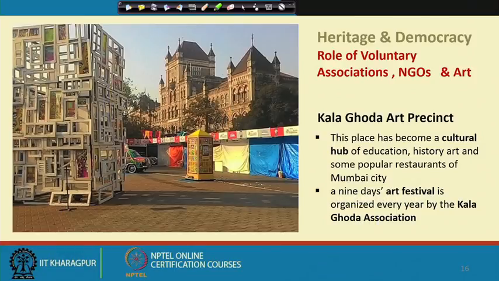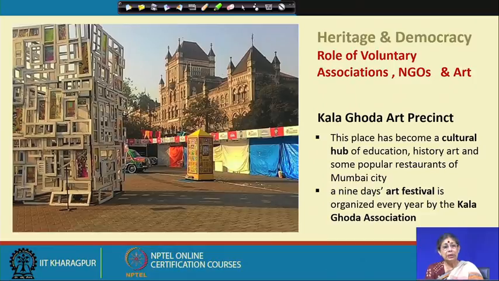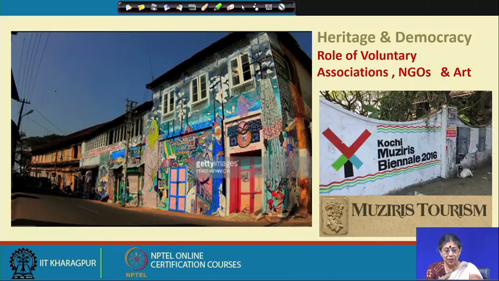And this is not only in Calcutta. We know the Kala Ghoda art precinct in Fort, Bombay, how it has now become a very important cultural activity hub for education, history, art, and some of the popular restaurants. So, it has got a new meaning for that area. The 9 days art festival is organized by the Kala Ghoda Association, and people come there from all places. They see it, enjoy and experience it. The experiential aspect of the heritage area can only be brought into focus through all these art activities and different things, and involving the local people and the stakeholders.